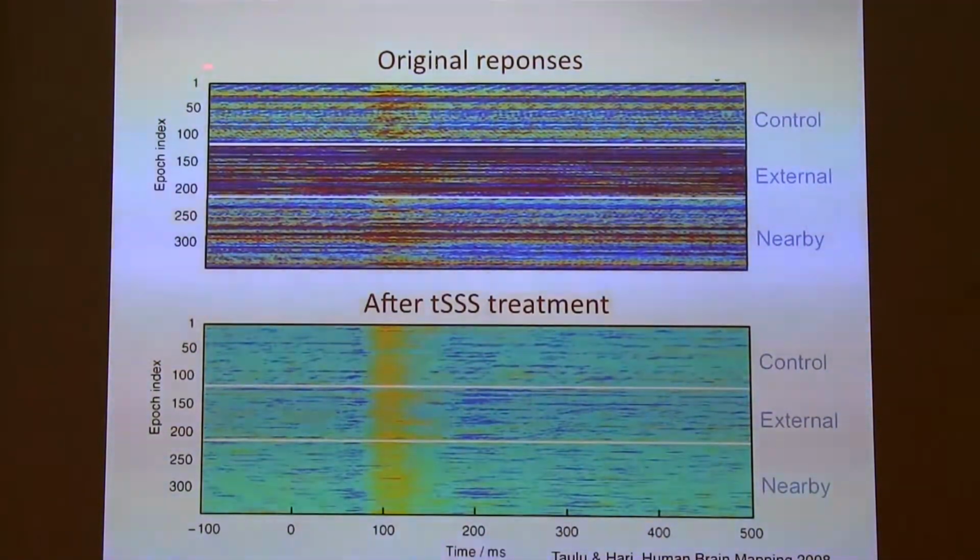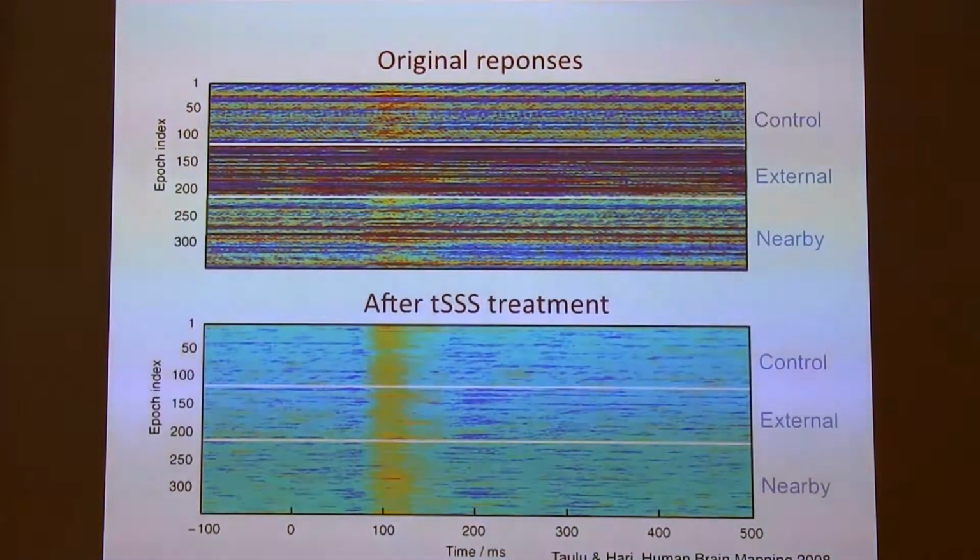And then again we have single trials here, as earlier. So plot it like that. This is the control case. So we see that there is something happening at this time when the auditory responses should appear. This is the external artifacts case. This is a nearby artifacts case. They're really ugly. And after treatment, it looks quite nice. So we can see the response here.